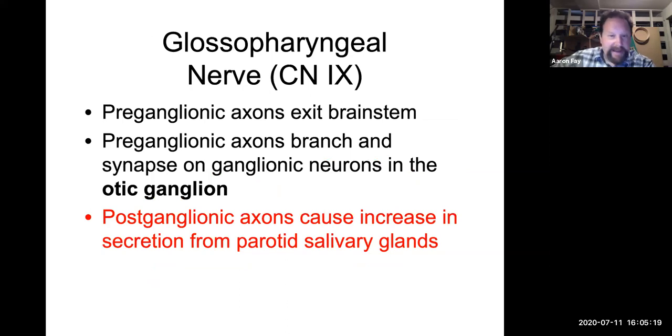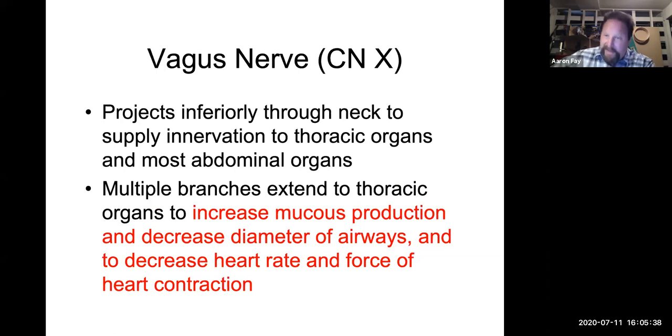Glossopharyngeal nerve: preganglionic axons exit the brainstem, branch, and synapse on the ganglionic neurons in the otic ganglion. Postganglionic axons cause an increase in secretion from the parotid salivary glands.